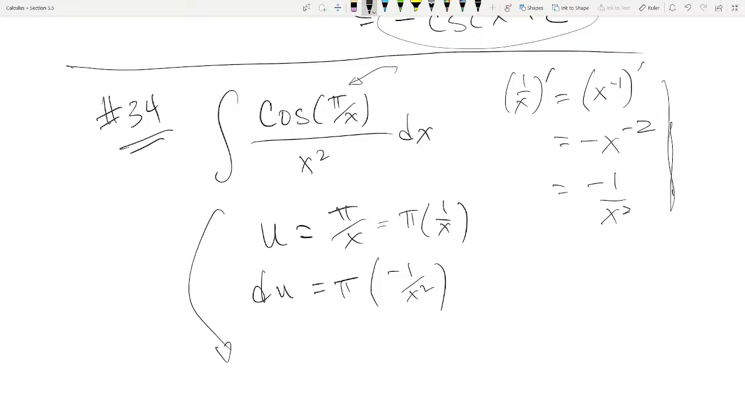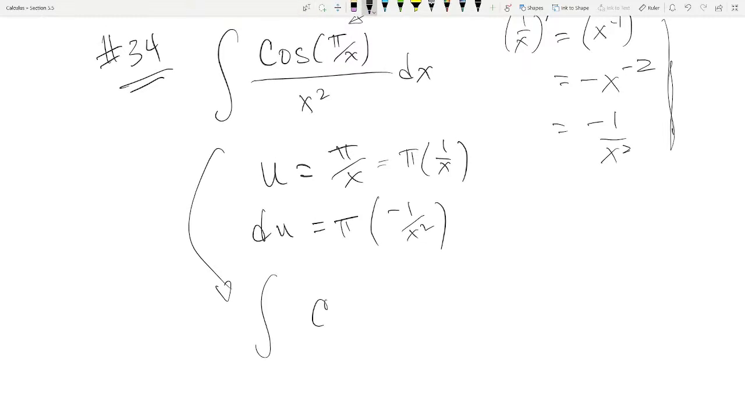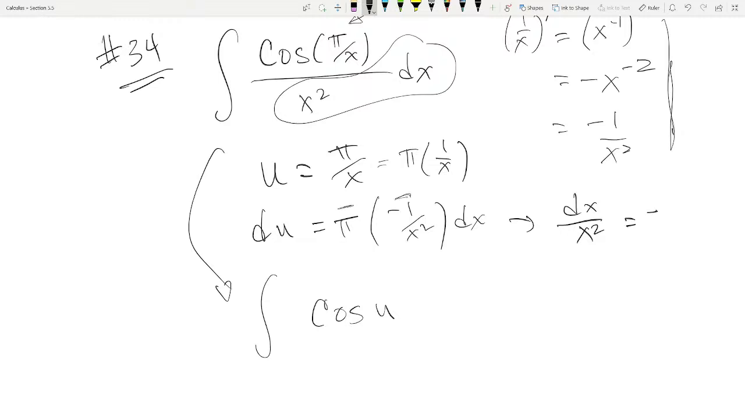And now let's see how this integral transforms. I get cosine of u by design. And I still have this dx over x squared to account for. Oh, I didn't put my dx in. There it is. So let's isolate the dx over x squared. Dx over x squared is equal to, well, I've got to bring the negative and the pi over to the other side. So I get negative 1 over pi du as my dx over x squared. That's the thing I need to substitute for. So let's put it in. I have minus 1 over pi cosine u du.